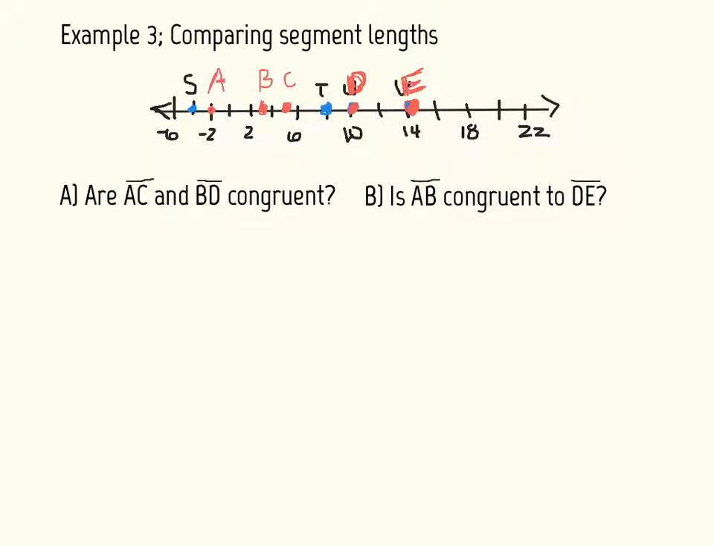Example 3 here, we are going to just compare different lengths. So we have to find the different lengths and then see if they're the same, because that's what congruent means. Okay, so this first example, we're looking at AC and BD. So -2 and 5. So AC equals the absolute value of -2 minus 5, which is equal to the absolute value of -7. So AC equals +7, because it's the absolute value.